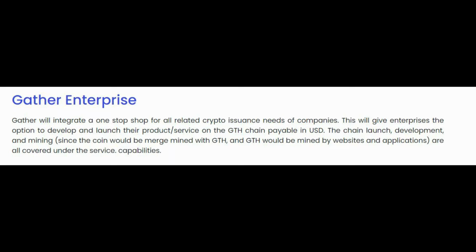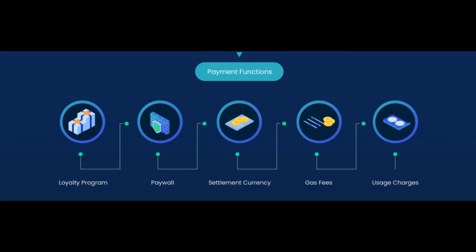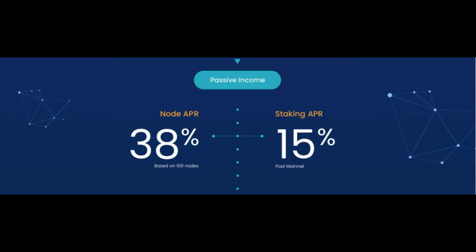Let's now take a look at Gather's utility and where the demand for GTH comes from. The GTH token will have a number of uses within the network. The native token of Gather network is used as a medium of exchange, as well as for use cases such as gas fees, network interaction charges, settlement and processing power related charges for the Gather Cloud. In addition to that, GTH also handles the settlement of Gather Online rewards, incentives for masternodes, and staking, as well as e-governance for voting on the token's future.